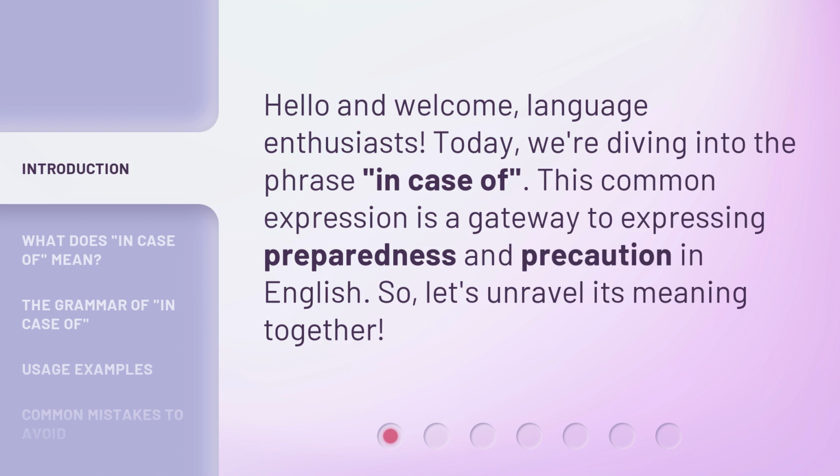Today, we're diving into the phrase "in case of." This common expression is a gateway to expressing preparedness and precaution in English. So, let's unravel its meaning together.